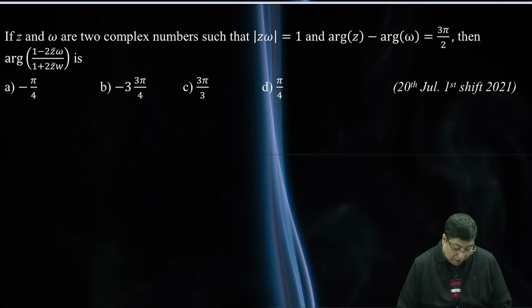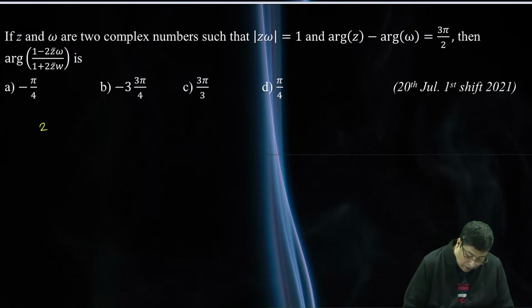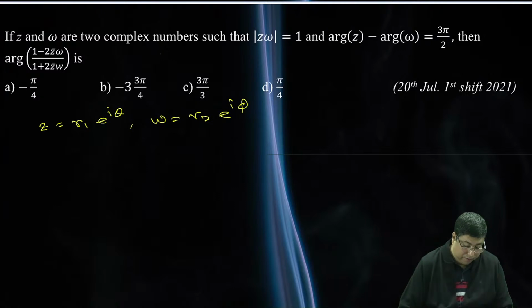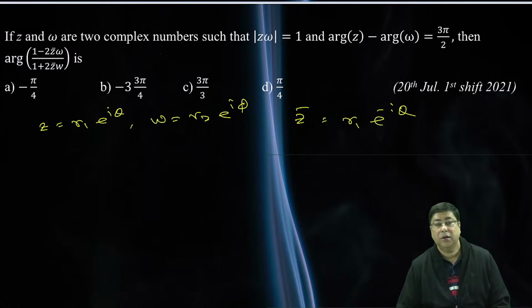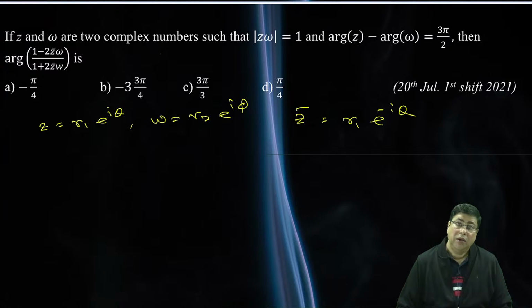First of all, what you have to do, z bar into omega we have to get separately. How to solve this sum? First of all, let us consider, let z equal to r1 into e to the power i theta and omega equal to r2 into e to the power i phi. So z bar is r1 e to the power minus i theta. e to the power i theta means cos theta plus i sin theta. If it is z, then z bar is cos theta minus i sin theta, that is e to the power minus i theta, like this concept.